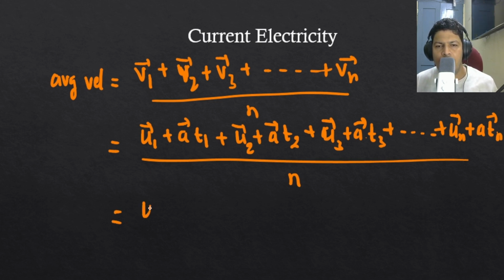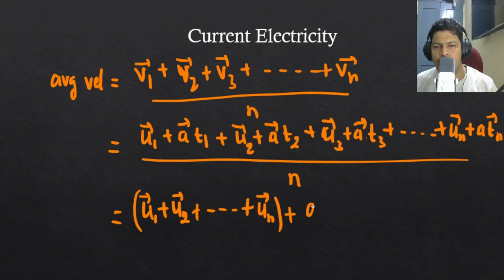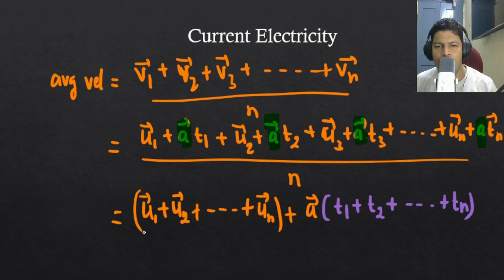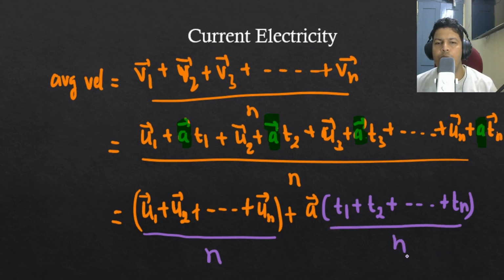So this is the formula right now. Let's keep all the initial velocities together. What are U1, U2? They are velocities without the electric field, so you can say initial velocity. So keep all the velocities together, and A is common in all the terms. So I write A into T1, T2, T3 up to Tn, and divided by n. I am dividing it separately, so we are distributing it.